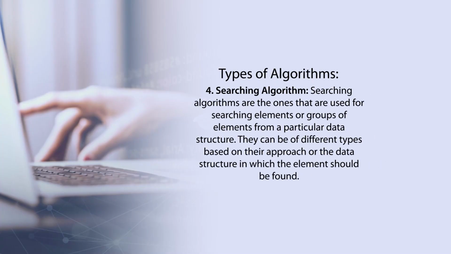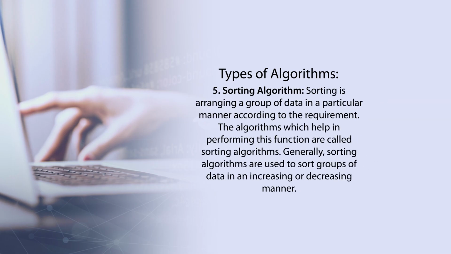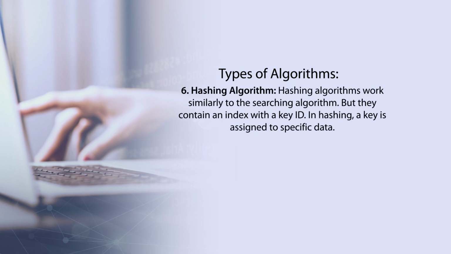Searching algorithm, we know there are two kinds of searching algorithm available for this course, that is linear search and binary search. Sorting algorithm, there are many sorting algorithms: bubble sort, insertion sort, selection sort, merge sort, there are lots of them. Hashing algorithm, basically in hashing algorithm there will be two things, key and value. Key value pair we find in hashing algorithm.